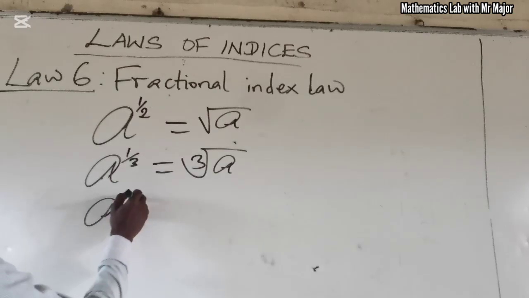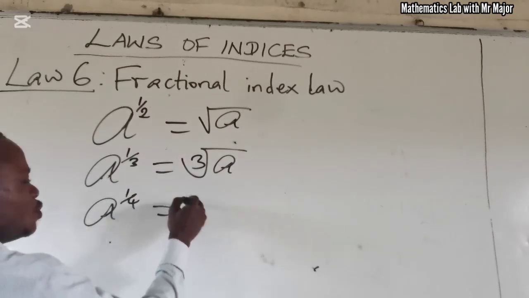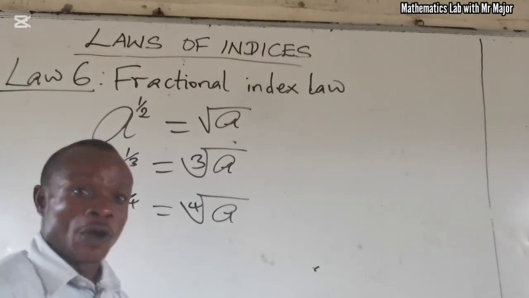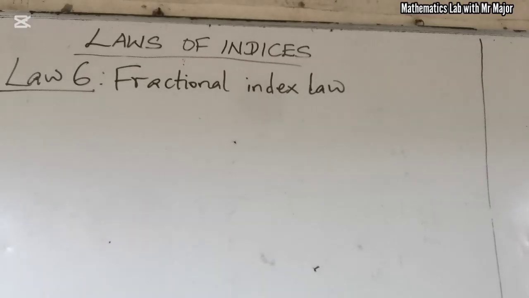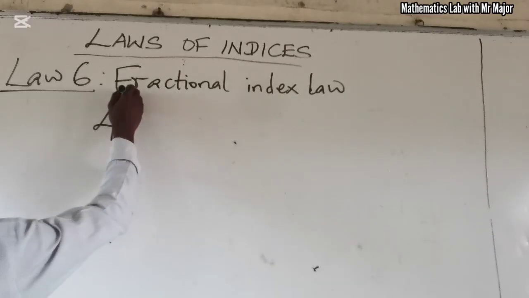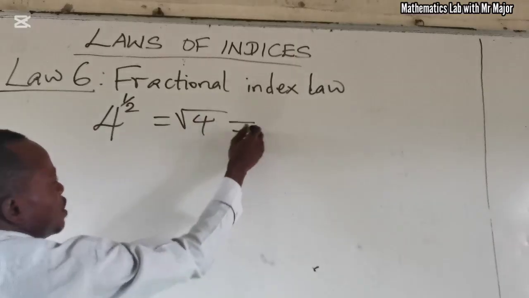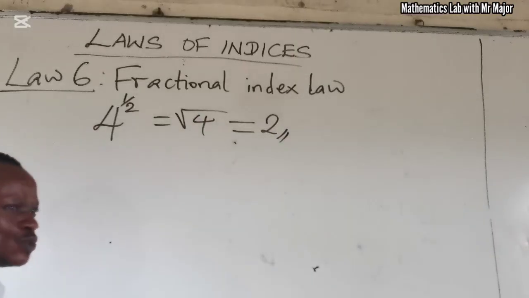A raised to power 1 over 4 is equal to the fourth root of a, and so on and so forth. Let me explain with numbers. Supposing we have something like 4 raised to power half. It means the square root of 4, and of course the square root of 4 is 2. So the answer is 2.